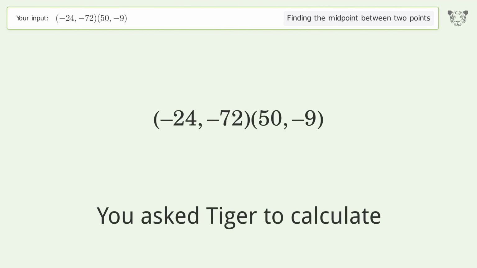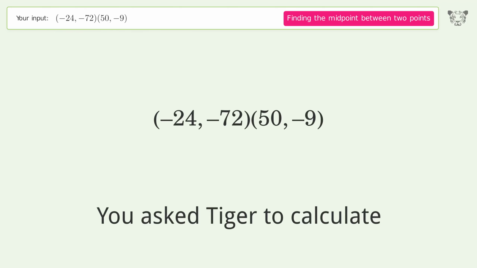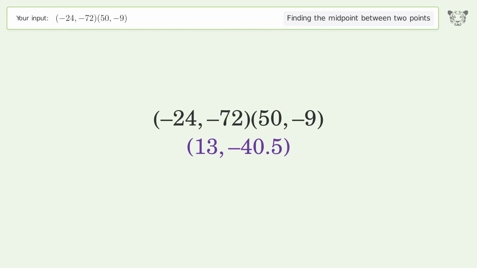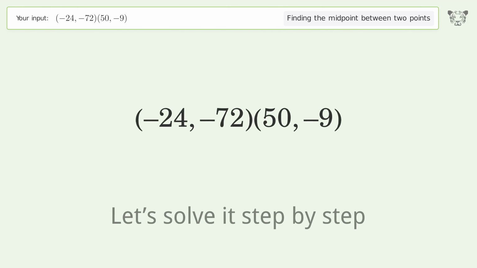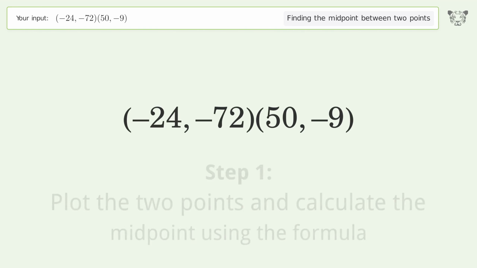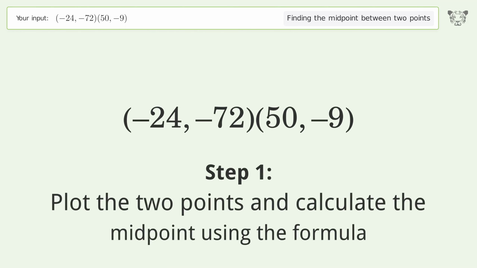You ask Tiger to calculate. This deals with finding the midpoint between 2 points. The midpoint between the 2 points is 13, negative 40.5. Let's solve it step by step. Plot the 2 points and calculate the midpoint using the formula.